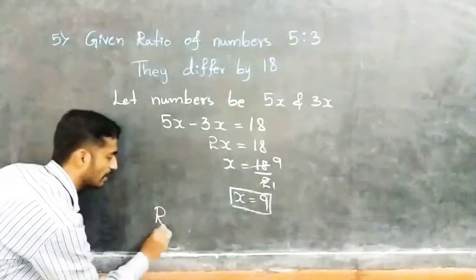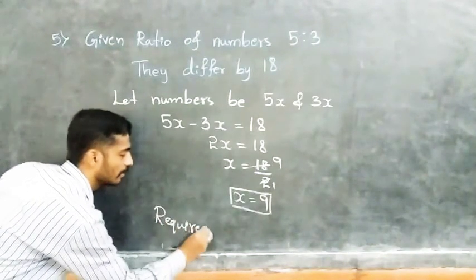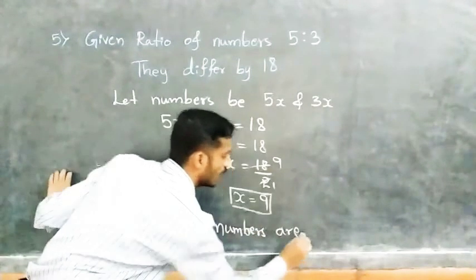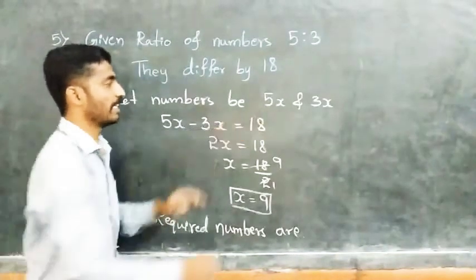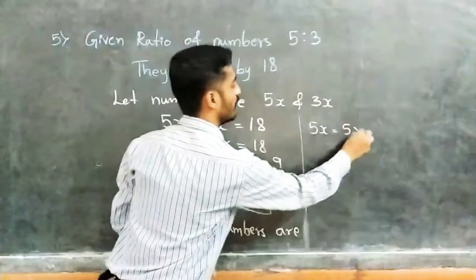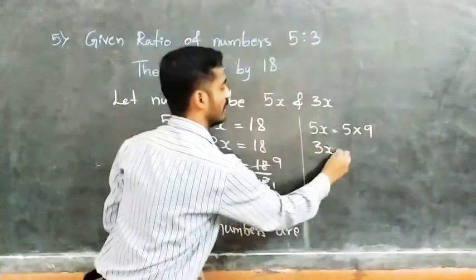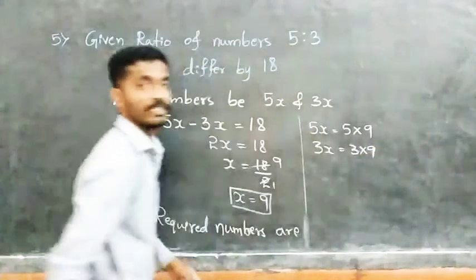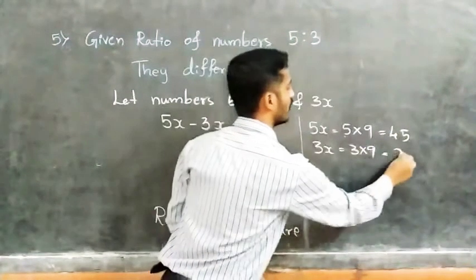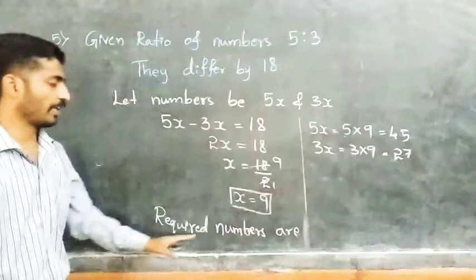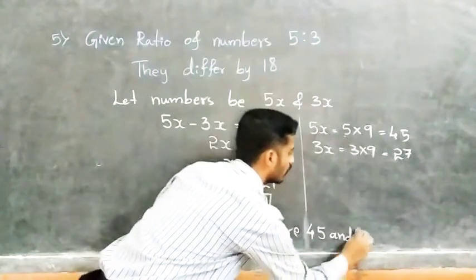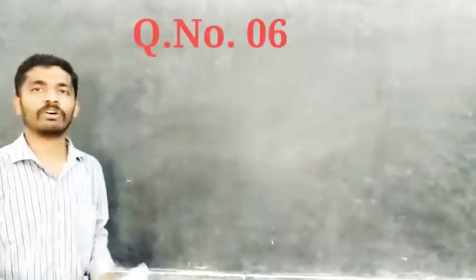So the required numbers are... Calculate. Here 5x is there. It means 5x means 5 into 9. 3x is there, 3 into 9. What do you get? 5 nines are 45 and 3 nines are 27. So the required numbers are 45 and 27.